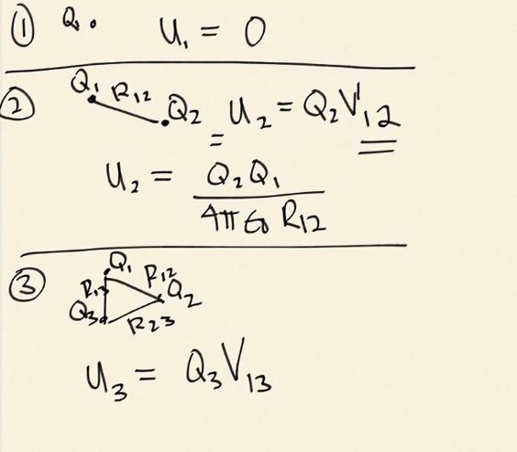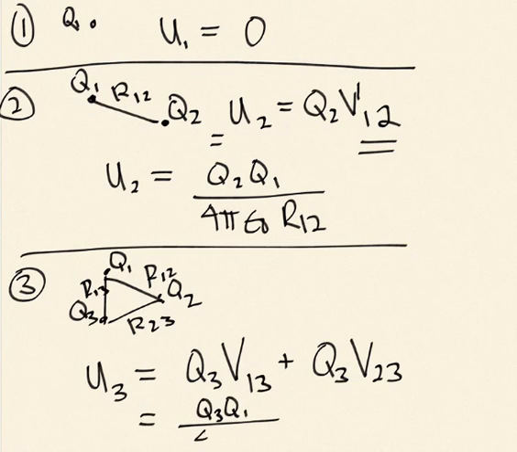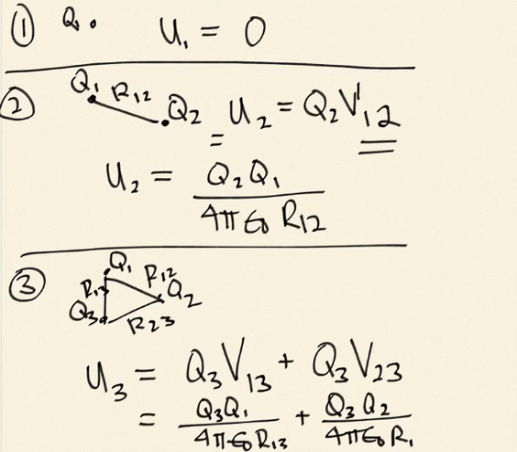And plus Q3 times the potential created by 2 at position 3. Okay, so these two terms account for the work I have to do against the electric field of charge 1 and the electric field of charge 2 as I move charge 3 in. Okay, so this will be Q3 Q1 over 4 pi epsilon naught R13, and then I'll have Q3 Q2 over 4 pi epsilon naught R23.